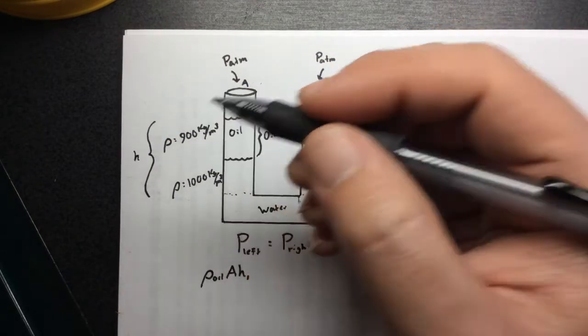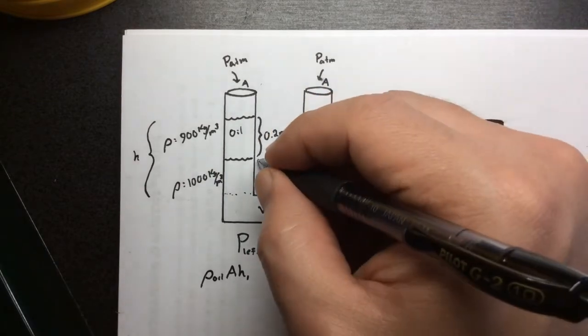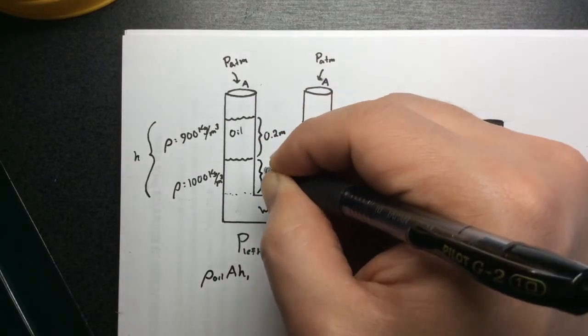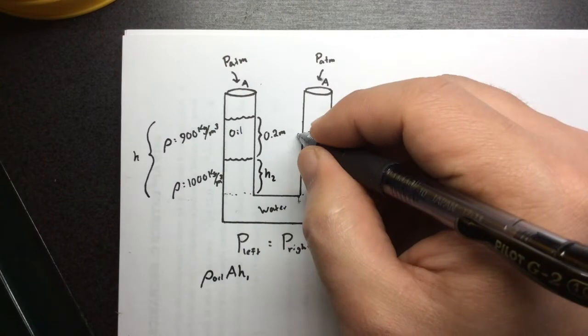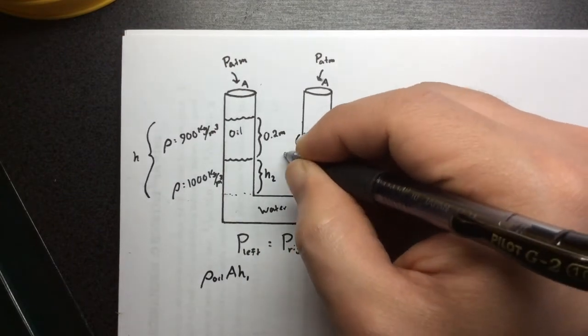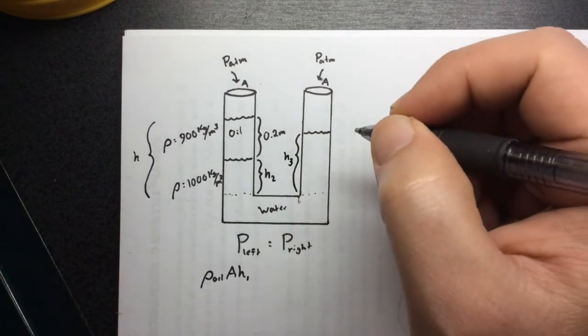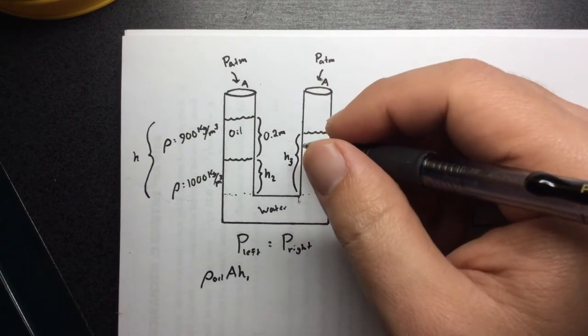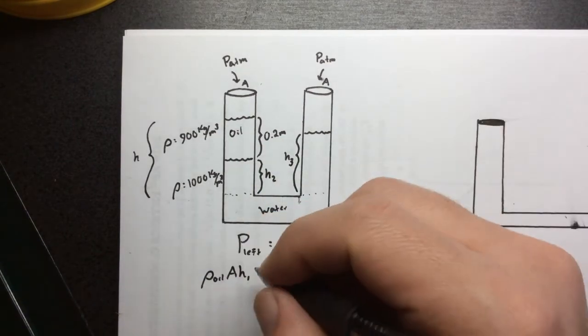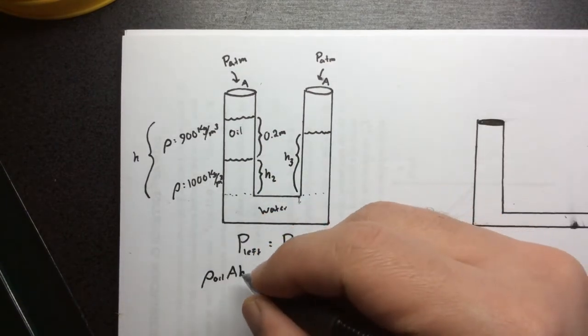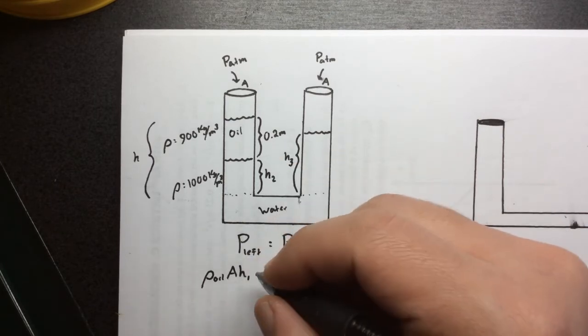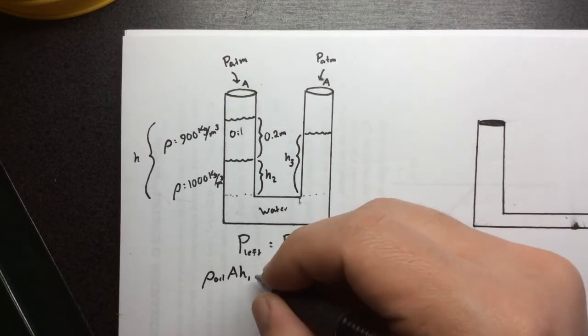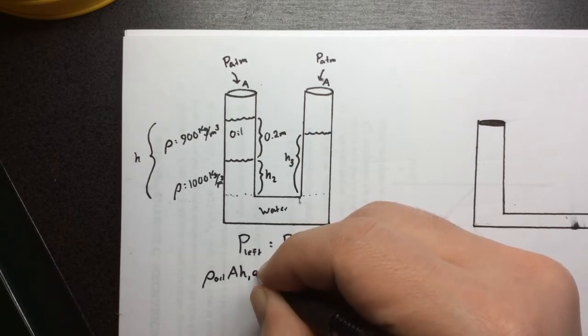Well, let's call that an H, just H, all right? And so this will be H2, and this is going to be some H3, okay? So what we know on the left side is that H1 and H2 equals H, and so we have the density times the volume, and that's going to give us the mass, and we're going to say that mass is going to be multiplied by some G, all right?